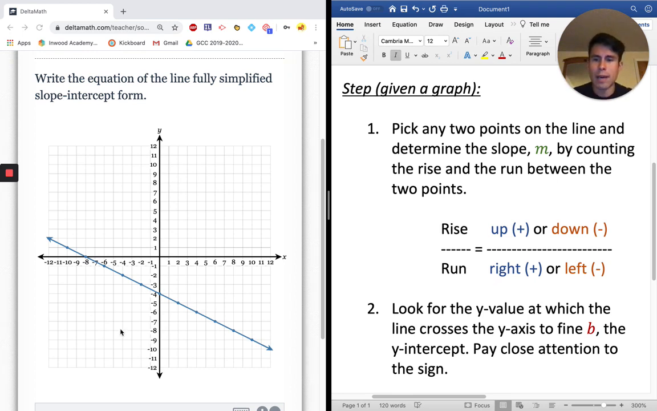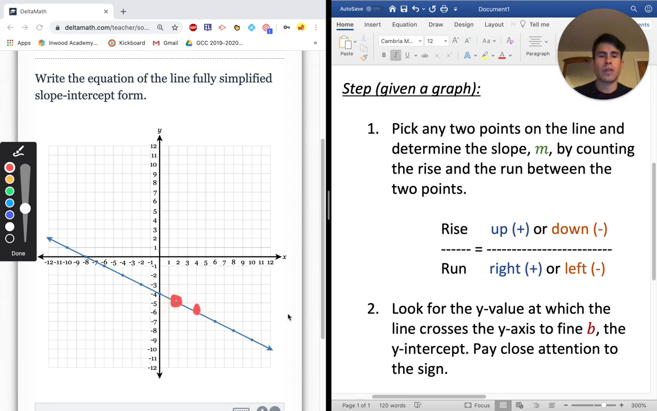So let's look at this example I have on the left right now. I see my graph and I see my blue line. I'm going to figure out how to write the equation of this line. The first step tells us to pick any 2 points on this blue line. If you notice, there are many points given here. I'm going to pick any 2. I'm going to pick this point and this point. Now let's determine my slope.